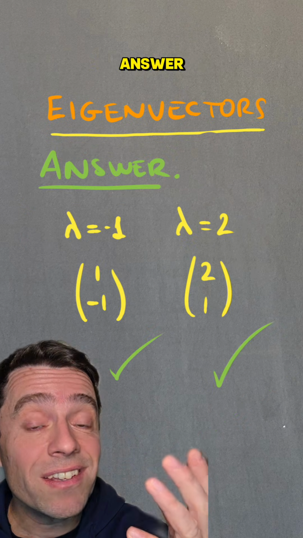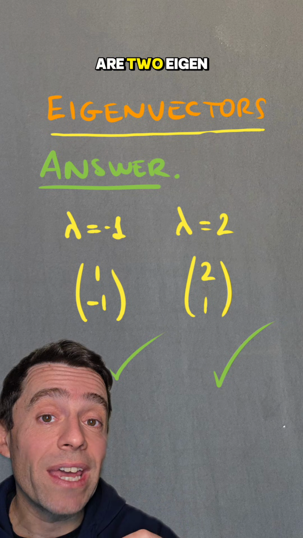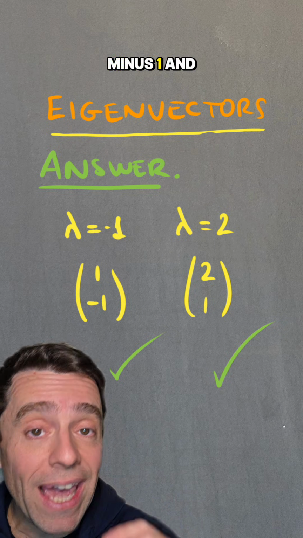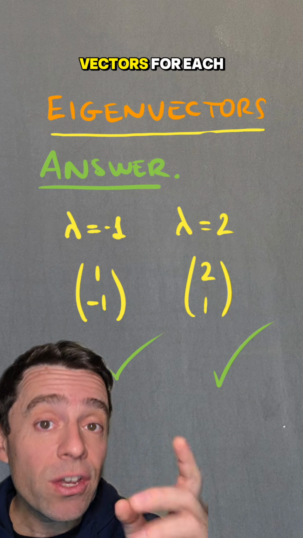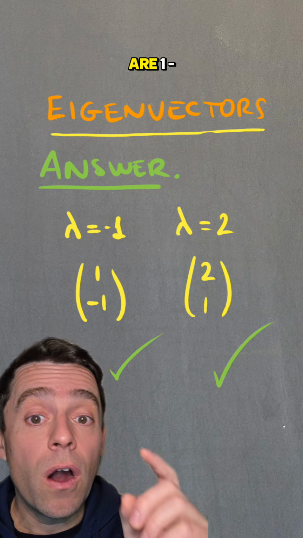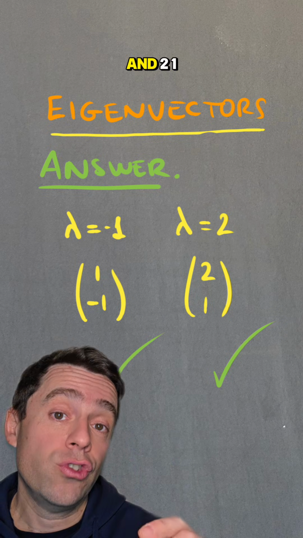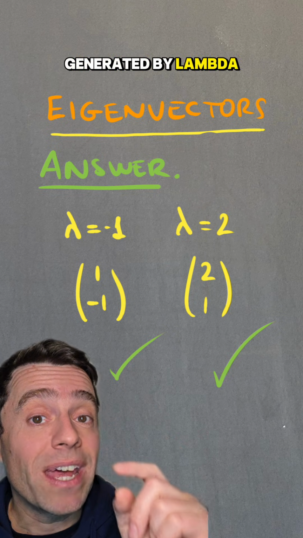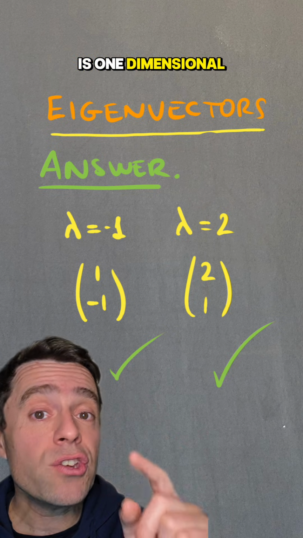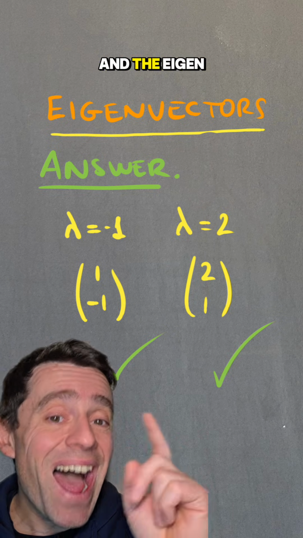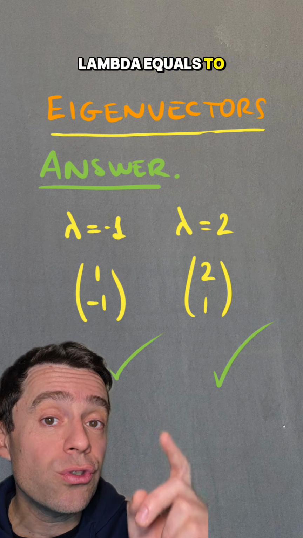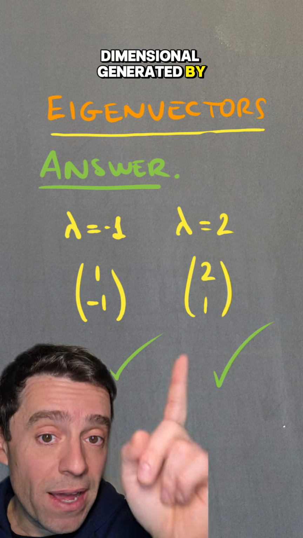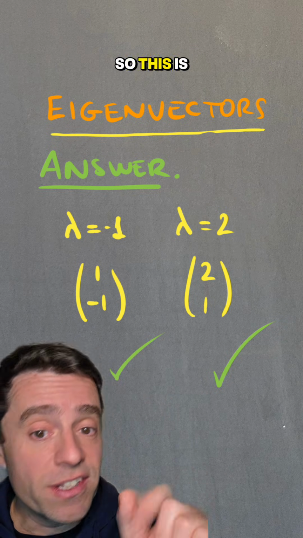So my final answer is that there are two eigenvalues for this matrix, minus 1 and 2, and the eigenvectors for each one of those are (1, minus 1) and (2, 1). The eigenspace generated by lambda equals minus 1 is one-dimensional, generated by that one vector, and the eigenspace generated by lambda equals 2 is also one-dimensional, generated by that other vector. So this is the final answer.